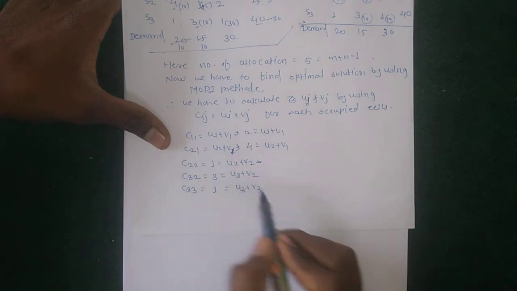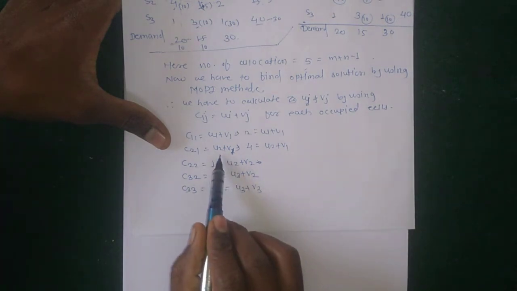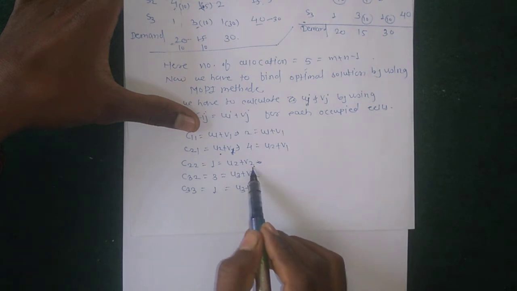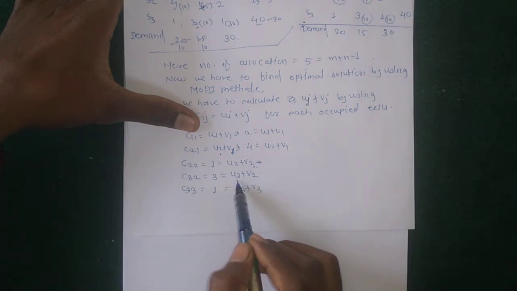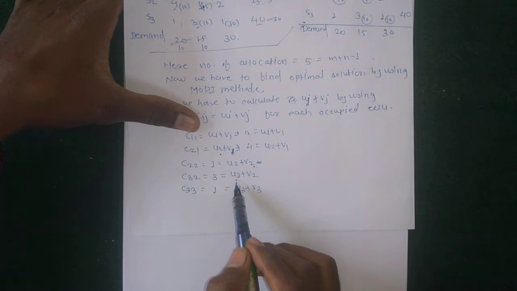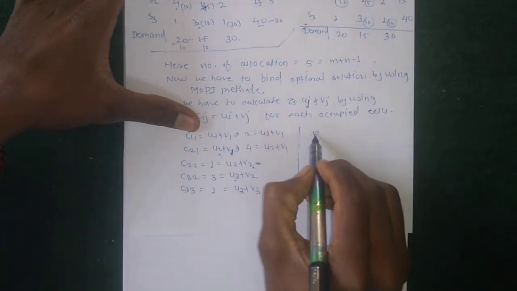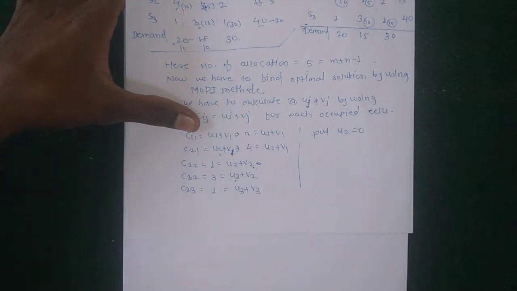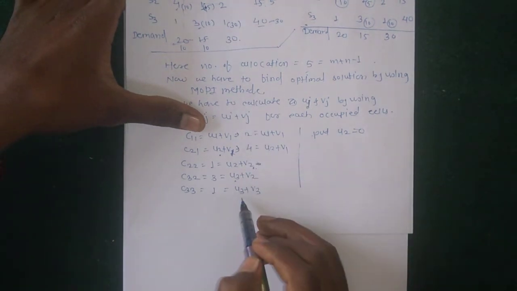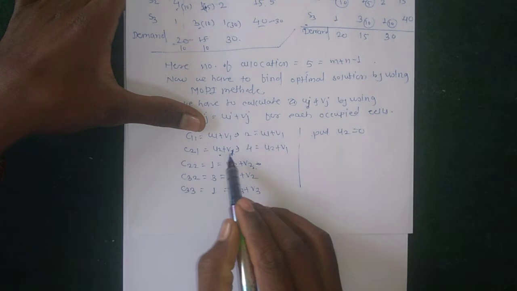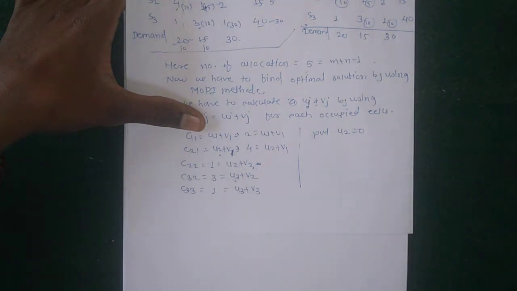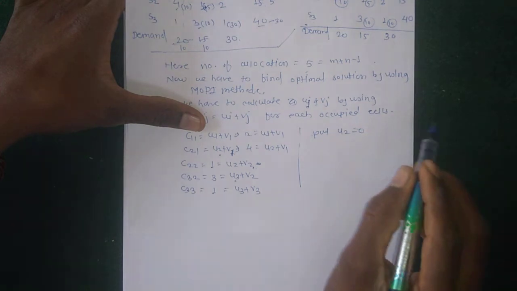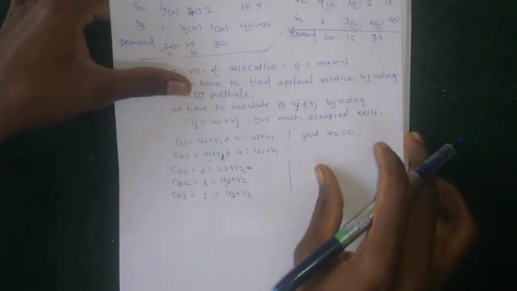If we put U2 equal to 0, then we get the values of V1 and V2. If V2 exists, then V3 also exists. Or if we put U3 equal to 0, then we can also find the values of U1 and U2. Put U2 equal to 0 or U3 equal to 0. Put any one of these.